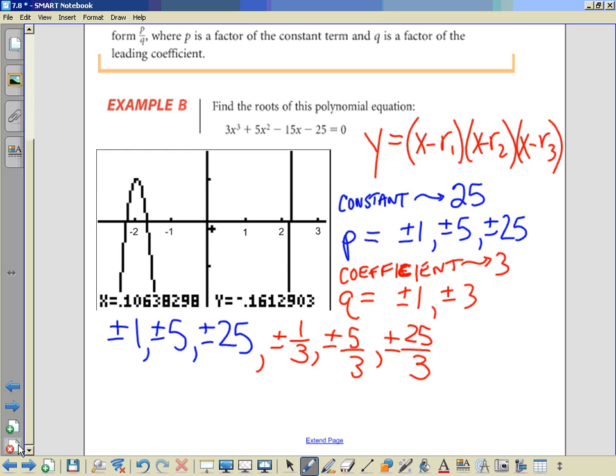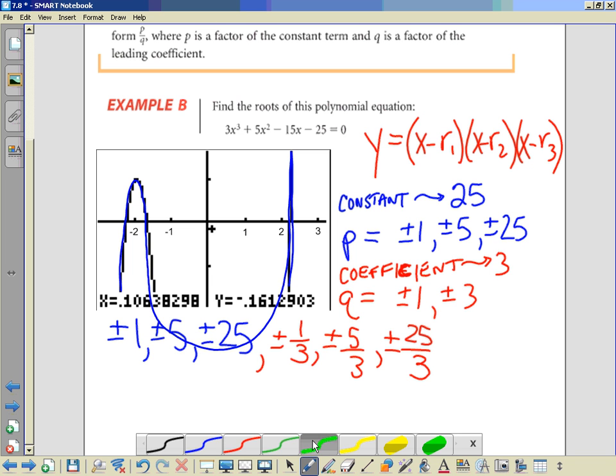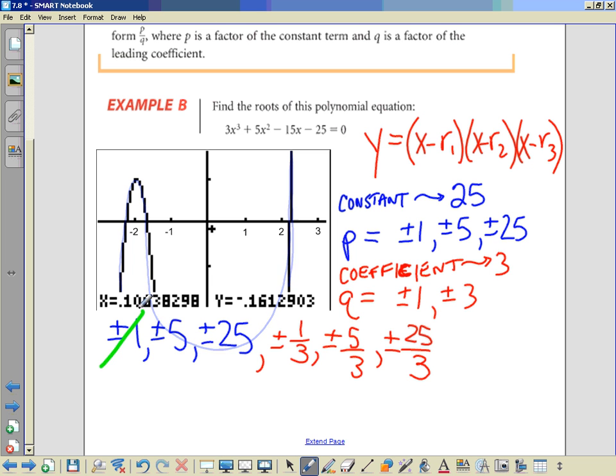So let's take a look at the graph and think about which of those roots are really possibilities. I think we can automatically cross out the blue ones, because this graph goes up, slightly below negative 2, down slightly above negative 2, and then back up slightly larger than negative 2. That's going to automatically rule out positive or negative 1. That's clearly not a root. Positive or negative 5, way off the screen, shouldn't be included. Positive or negative 25, not included as well.